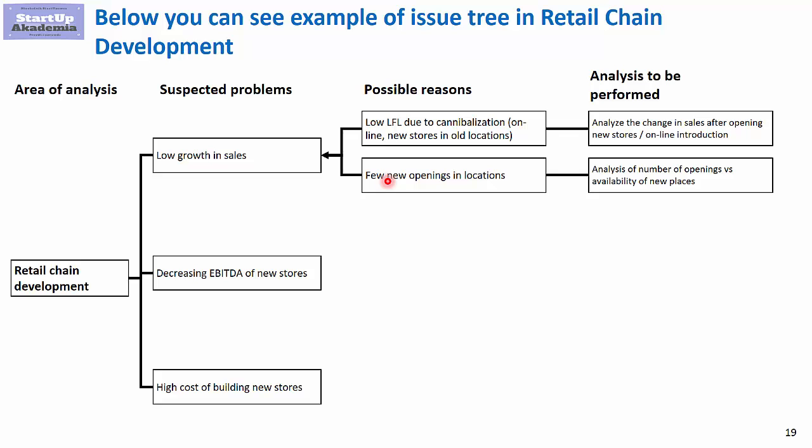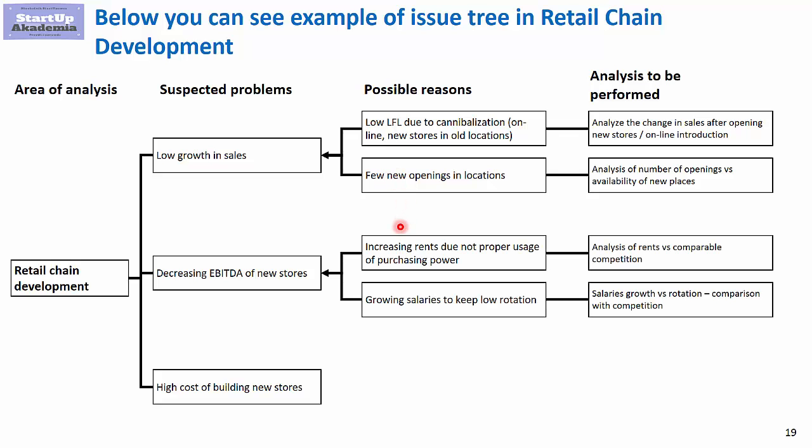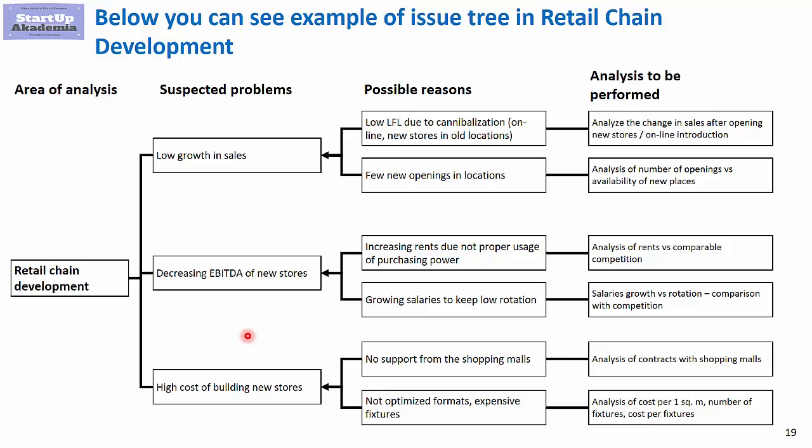In the case of the decreasing EBITDA of new stores, we can have two things. So increasing rents due to lack of proper usage of purchasing power of the retailer, or growing salaries of workers in the stores that we introduce in order to keep low rotation. And obviously high cost of building new stores. So you might be lacking the support from the shopping malls. They usually, for the good brands, provide some money for the establishment of the store. And obviously not having optimized format, expensive fixtures, a lot of them. So there is always a potential to have a look at this.